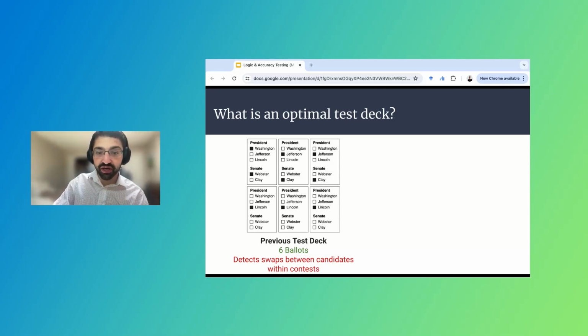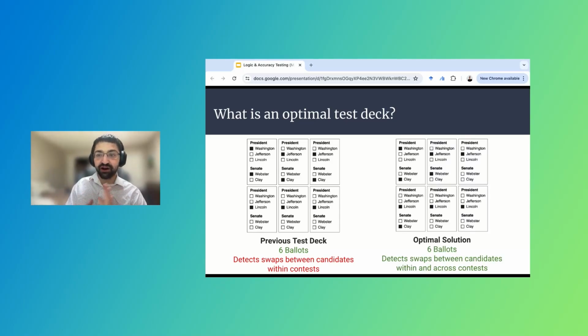So recall, this was the previous test deck. And this is a test deck output by our approach. Now, if you look at it closely, it looks pretty similar to the original one. It still gives 1 vote to Jefferson, 2 to Lincoln, 1 to Washington, 2 to Jefferson, 3 to Lincoln, 1 to Webster, and 2 to Clay. Just like before, it still involves 6 ballots.